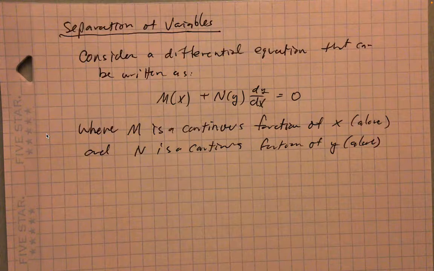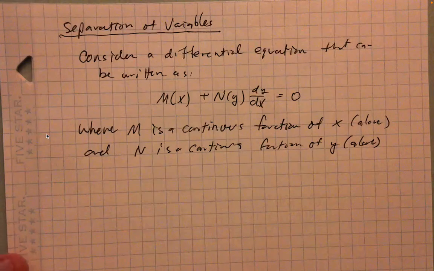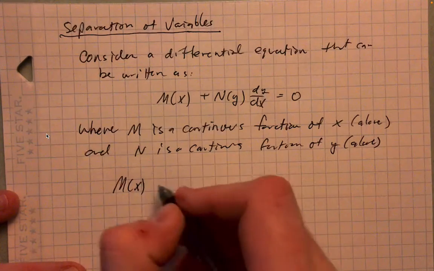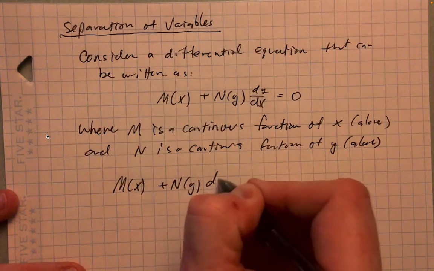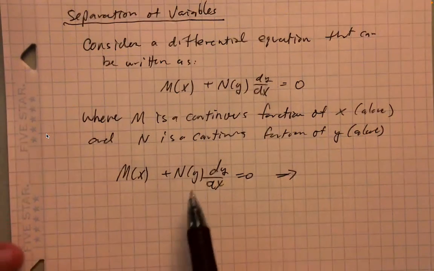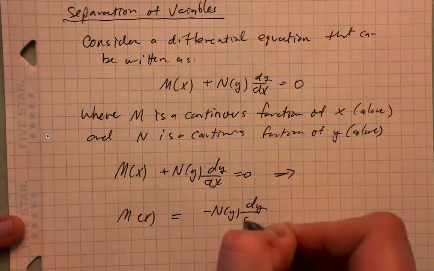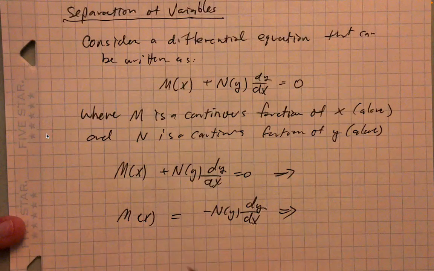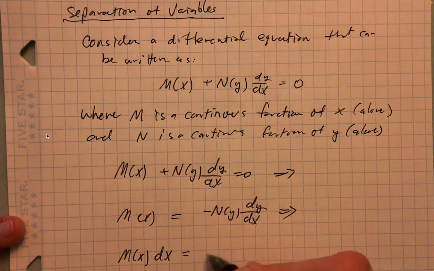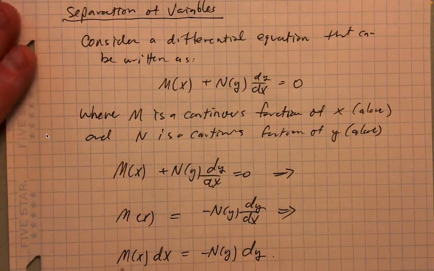So for this type of equation, all of the x terms can be collected with dx, and all of the y terms can be collected with dy. If you have M of x plus N of y dy/dx equals 0, it's a simple thing to subtract this term off of both sides, and you get M of x equals negative N of y dy/dx. Then I can multiply both sides by dx, and I get M of x dx equals negative N of y dy.